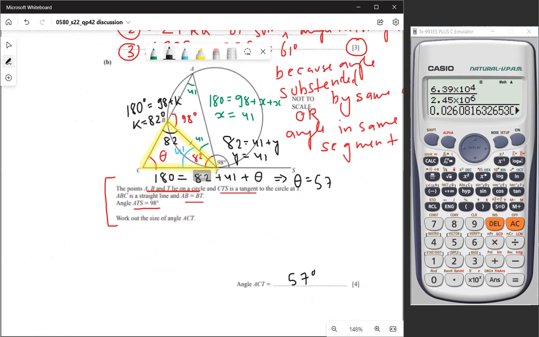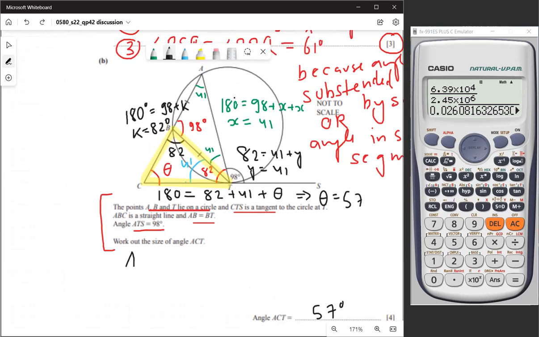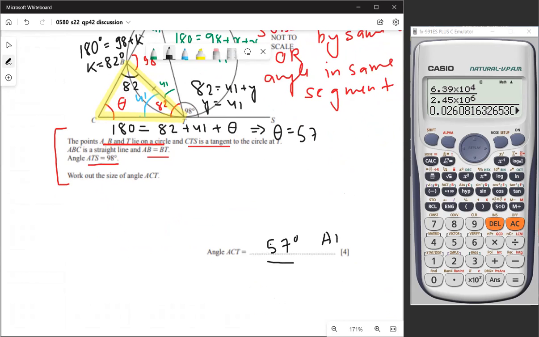Now you have to show this diagram right here. If you show the diagram, then you'll get the marks. Or you have to write over here. Because this is only 1 mark, the answer. You have 3 marks for the method. You have to show what is ABT, what is TAB, and what is BTC. These 3 angles, we found them, right?